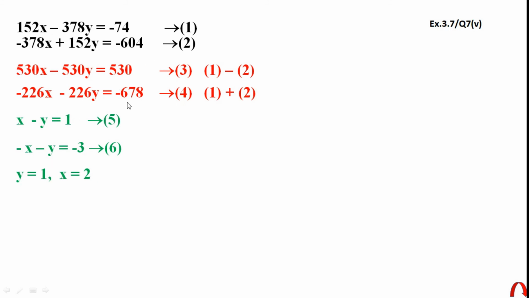By the way, this process can continue. Let us say I did not get these simple equations. Then I could add equations 5 and 6 to get equation number 7, subtract equations 5 and 6 to get equation number 8, solve equations 7 and 8 to get the solution. So the solution to equations 7 and 8 will be same as the solution to 5 and 6 will be same as the solution to equations 1 and 2. It goes on like that.